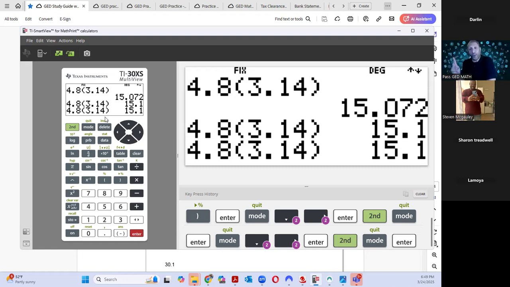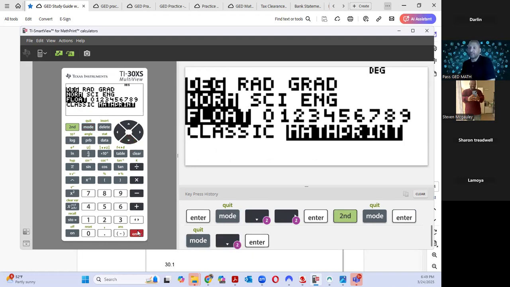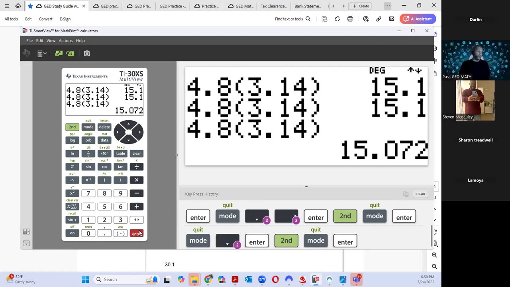But now, this is the important thing. When you round off using the calculator, you've got to take it back, because you don't want all your answers to be rounded off. So we go back to mode, down to float, press enter, and then hit second and mode again. Press enter, and it should go back to the original number. Gotcha. Ooh, learn something new every day.